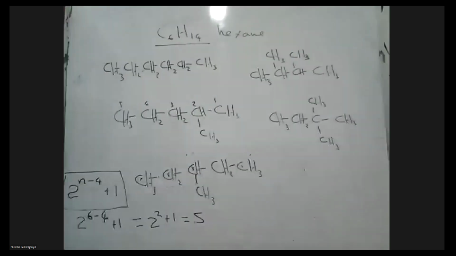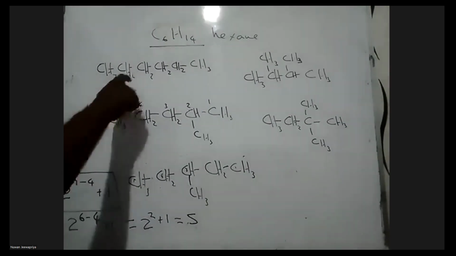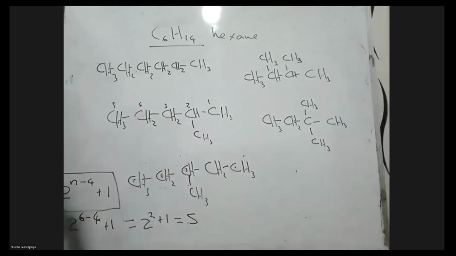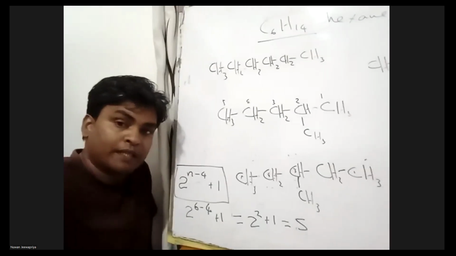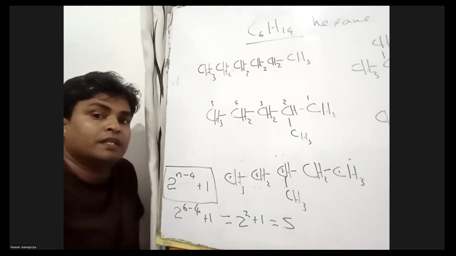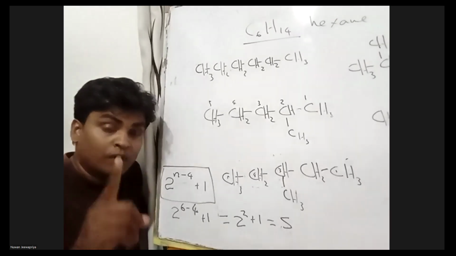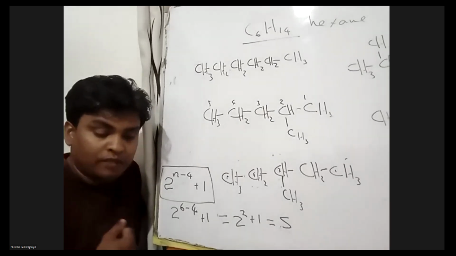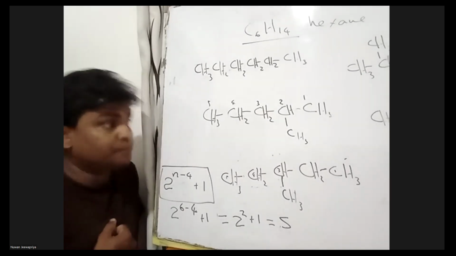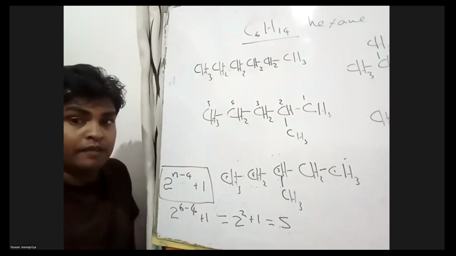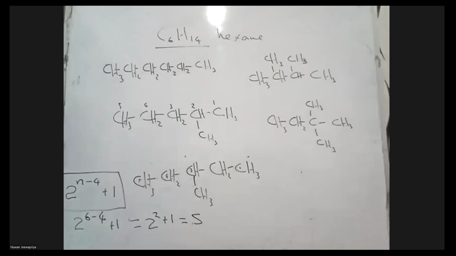See that? So how many maximum isomers? 5. More than that I can't draw. 1, 2, 3, 4, 5 isomers I have done. So that is the maximum number of isomers I can write. Sometimes in an exam, they ask you to draw the maximum possible number of isomers. So at that time, you need to know what is the maximum number of isomers you can draw.